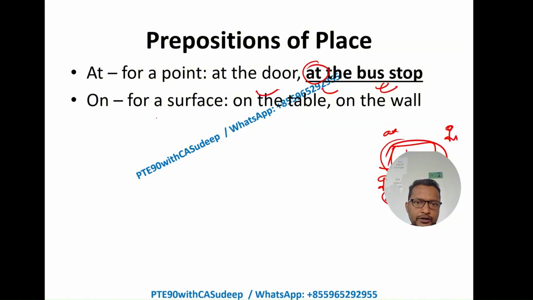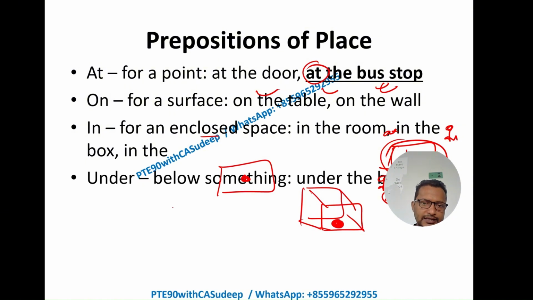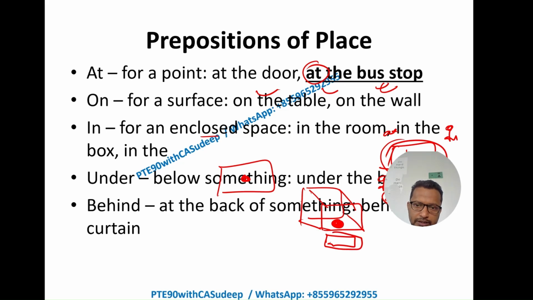Okay, on, for a surface, right? If that is a surface and it is on the top, then you say on. In, it is already in an enclosed place. For example, let me draw the box. Inside the box there is a ball. Then you can say the ball is in the box, right? That's already inside the closed room. And then under, below something. So this is the box, and there is a book here, for example. Then the book is under the table or under the box. Behind: if the book is here, then the book is behind the box.